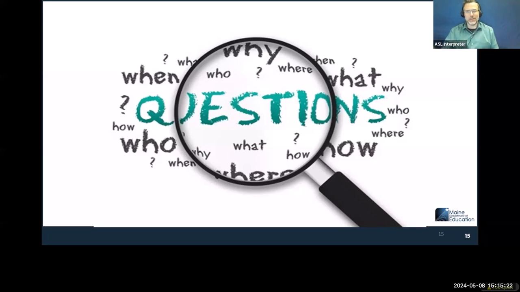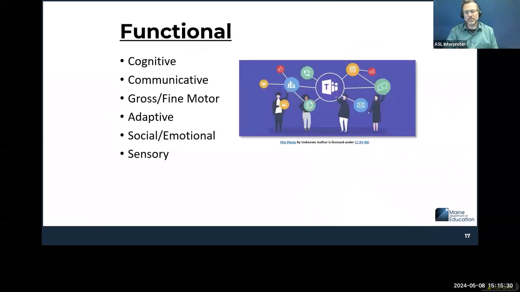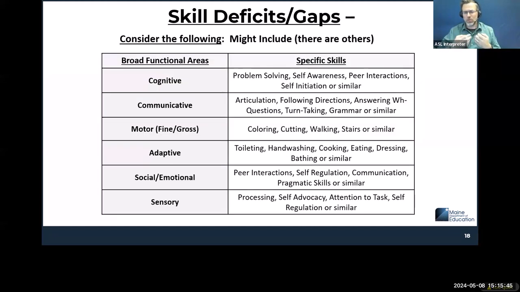All right. Let's move on. We're going to talk a little bit about skill gaps. So this would be section 4 of the IEP. When we're talking about functional skills, we're talking about cognitive, communicative, motor, adaptive, social, emotional, and sensory. Those are the super broad areas of functional programming. So we want to really look at what specific skills.